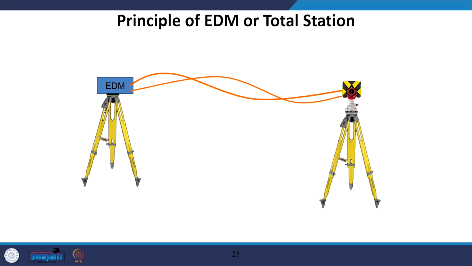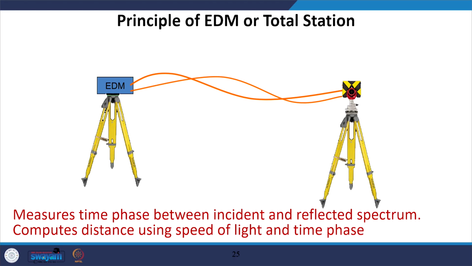A very simple principle is used whether we are using a total station, EDM or maybe GPS technology. We use the relationship distance equals velocity into time. In the case of the EDM or total station, it sends the beam to the reflector, and from the reflector it comes back and the phase difference is measured. So it measures the time phase between the incident and the reflected spectrum, and computes the distance.